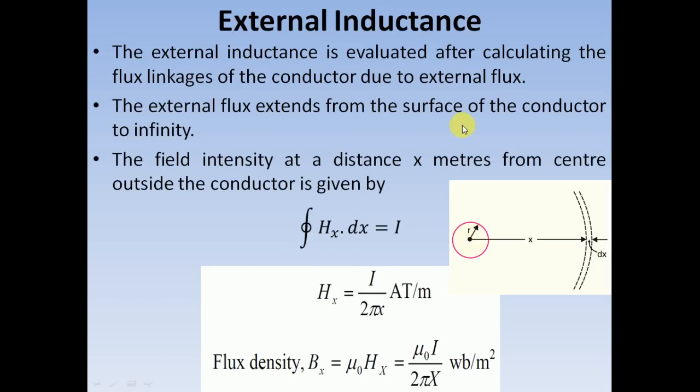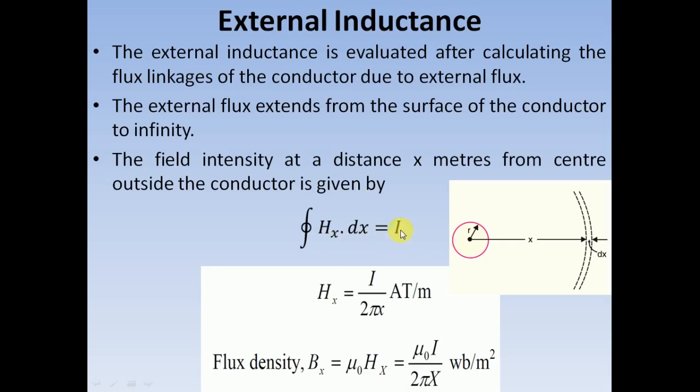Let's find out the flux linkage due to external flux. This is the current carrying conductor for which we have to find the flux linkage due to external flux. In order to find that, we will be considering a cylindrical shell at a distance x from the center of the conductor, having thickness dx, just like how we did to determine the flux linkage due to internal flux. The same steps will be followed here also. So we will be considering a cylindrical shell here, the thickness of the cylindrical shell is represented as dx, and the cylindrical shell is at a distance of x meters from the center of the conductor.